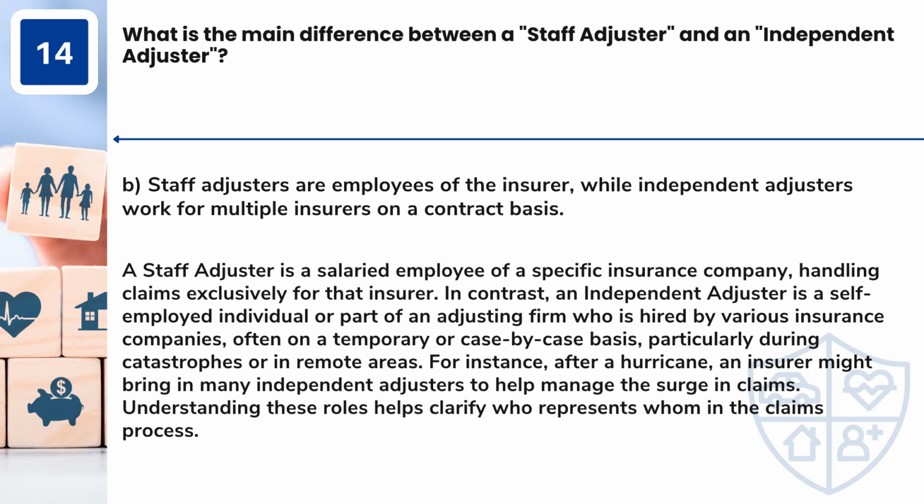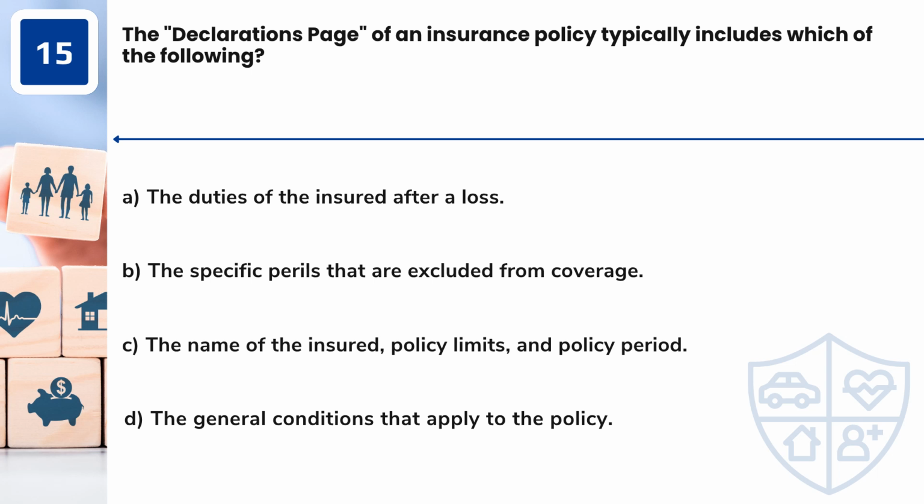For instance, after a hurricane, an insurer might bring in many independent adjusters to help manage the surge in claims. Understanding these roles helps clarify who represents whom in the claims process. Question 15. The declarations page of an insurance policy typically includes which of the following? A. The duties of the insured after a loss. B. The specific perils that are excluded from coverage. C. The name of the insured, policy limits, and policy period. D. The general conditions that apply to the policy.